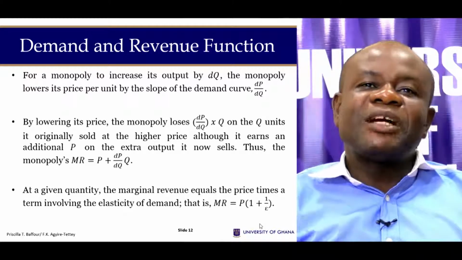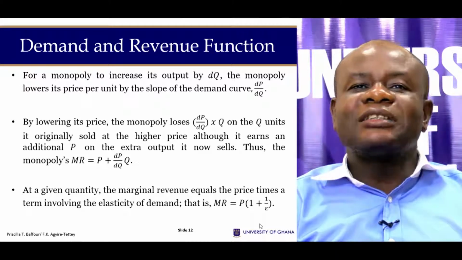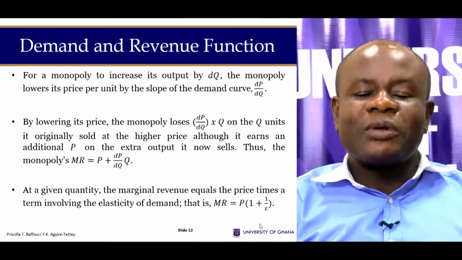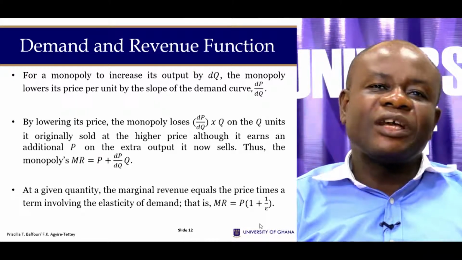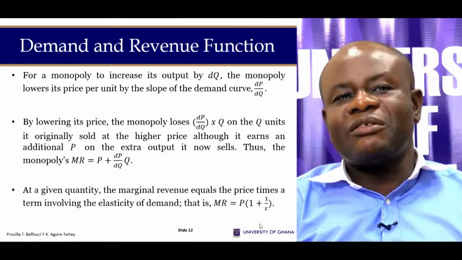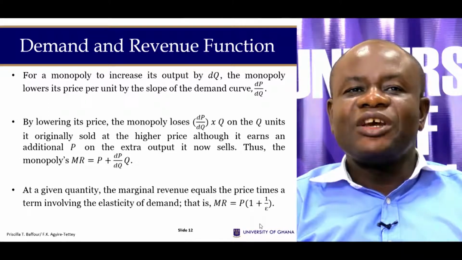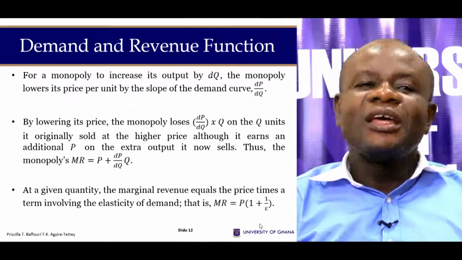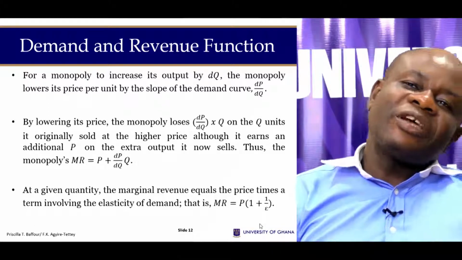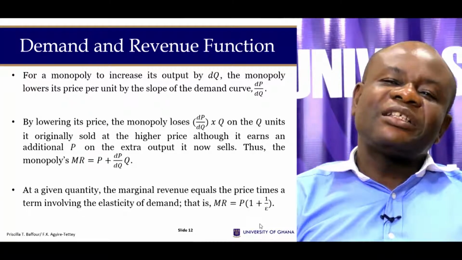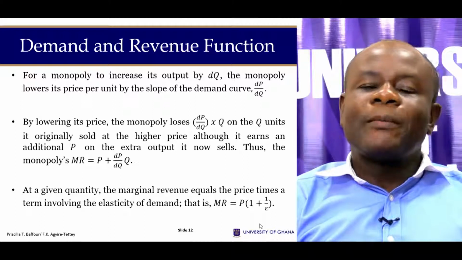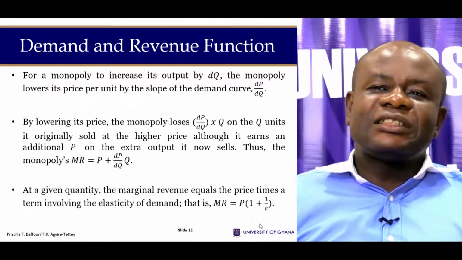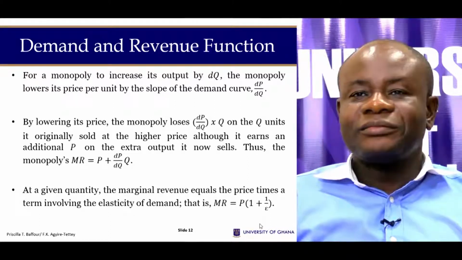With this function, marginal revenue equals price plus the Q, the P, the Q, multiplied by Q, we can manipulate it and we will be able to establish a relationship that will exist between marginal revenue and the price elasticity of demand. And when we manipulate that, we will realize that the marginal revenue is equal to price into bracket 1 plus 1 over the price elasticity of demand.